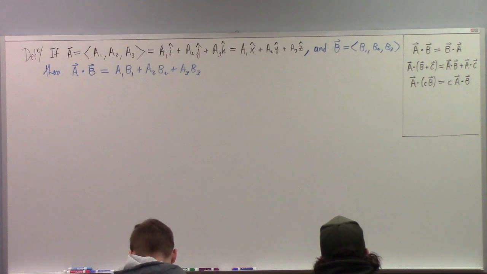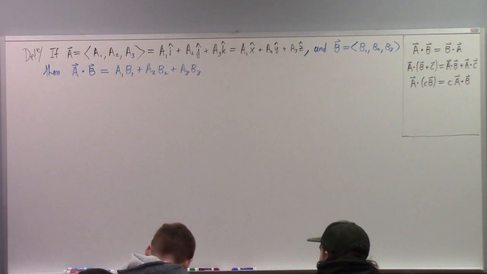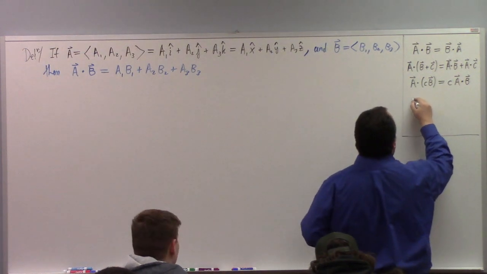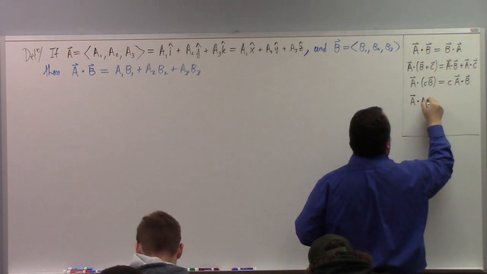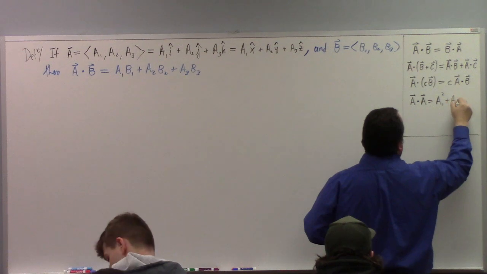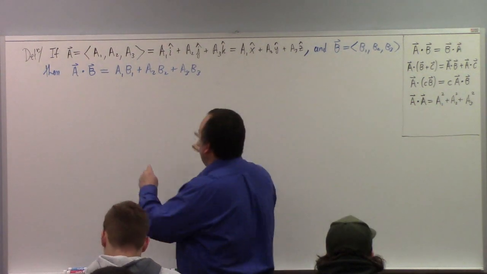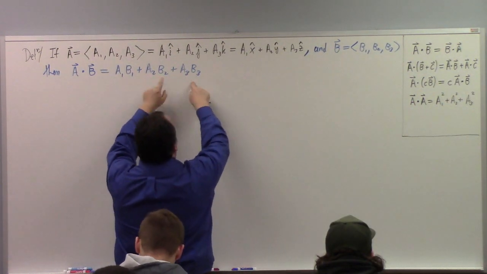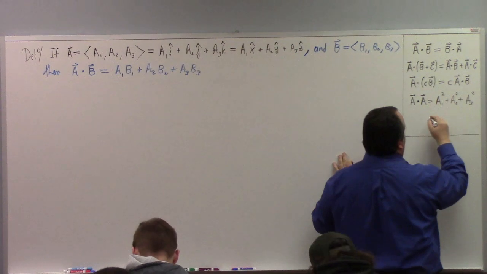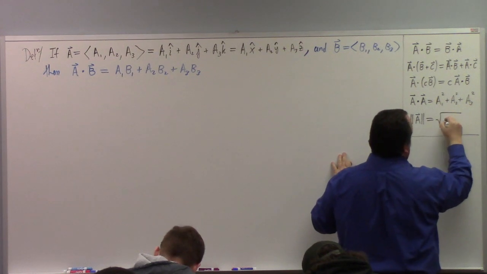All right, so, great. What else could we do with the dot product? What happens if we take the dot product of A with A? We get A1 squared plus A2 squared plus A3 squared. Think about taking the dot product of a vector with itself: you get A1 A1, A2 A2, A3 A3. So in other words, I can give a formula here that the length of A is equal to the square root of A dot A.